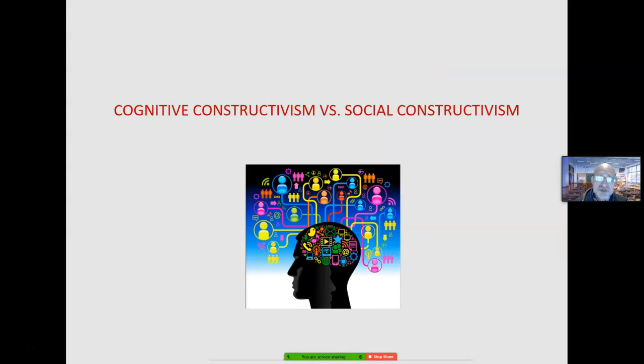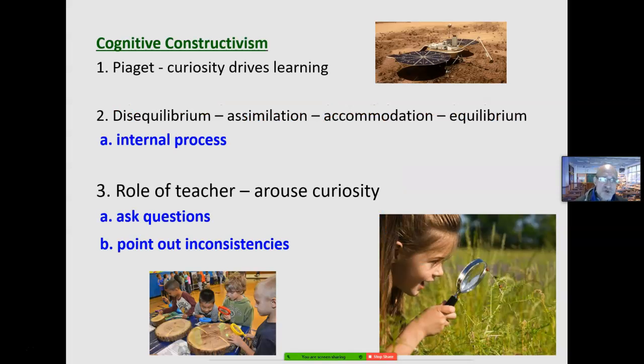Now, there's two slightly different versions of constructivism, cognitive and social. Let's take a look at each. Cognitive constructivism is associated with Piaget. Here, learning is an internal process. Curiosity drives learning. You have this sense of equilibrium. Something happens that doesn't make sense. You want to find out about that.